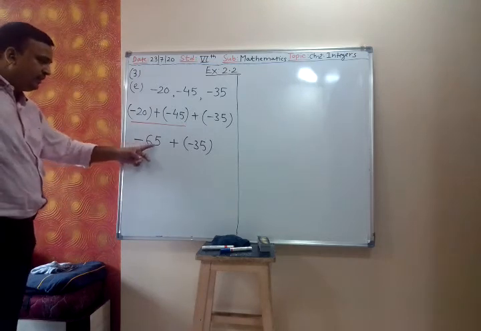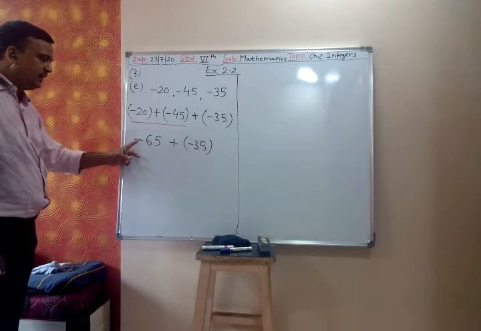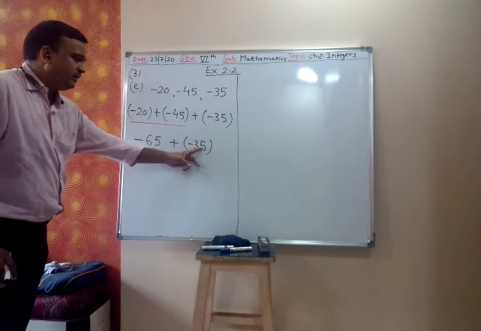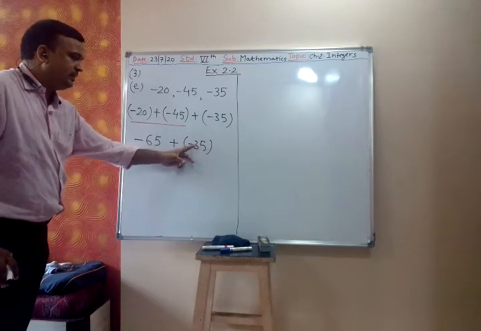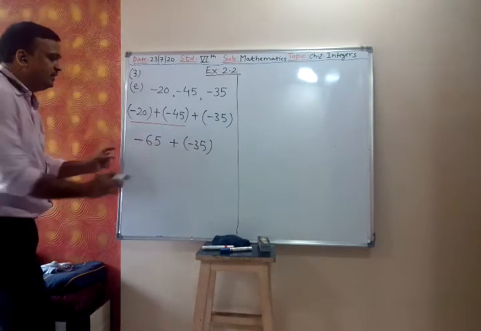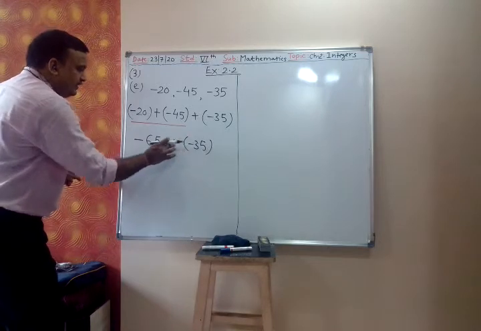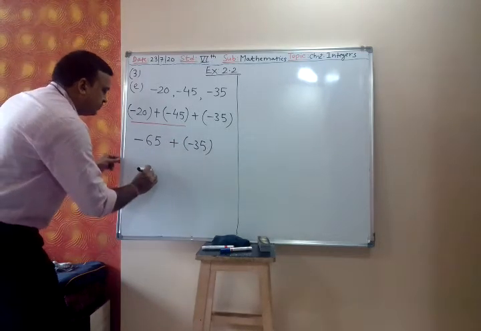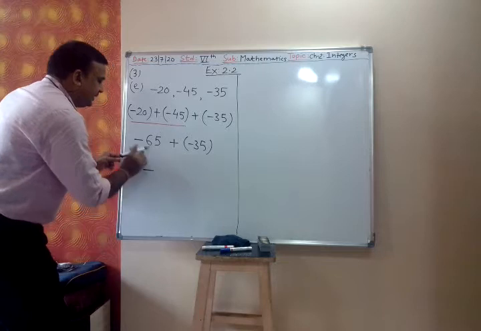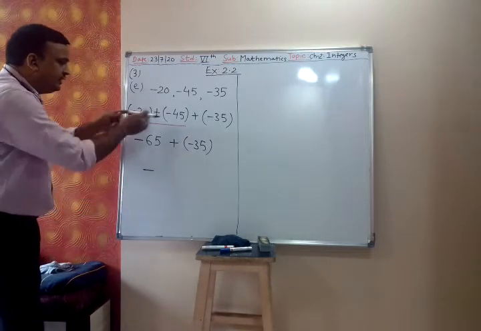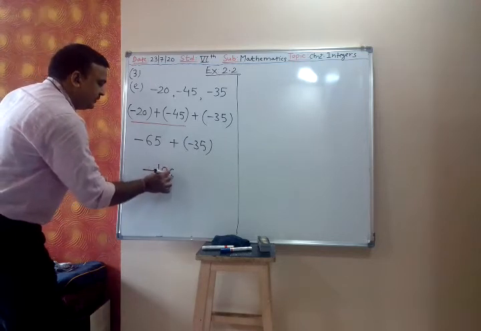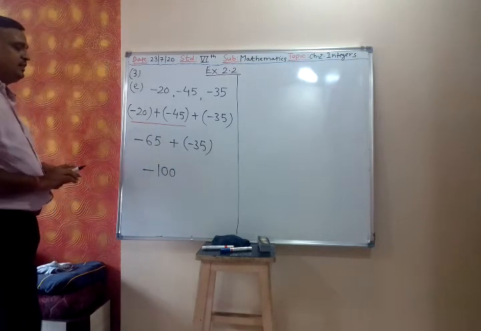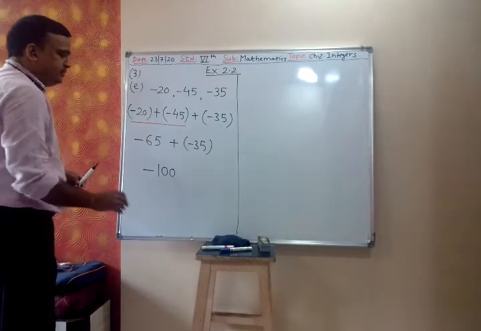What is the sign of 65? Minus. What is the sign of 35? Minus. So the sign of 35 is minus, the sign of 65 is minus. So we take the common sign, minus, and then we add the numbers. 65 plus 35 is 100. So this is the answer. The answer is minus 100.